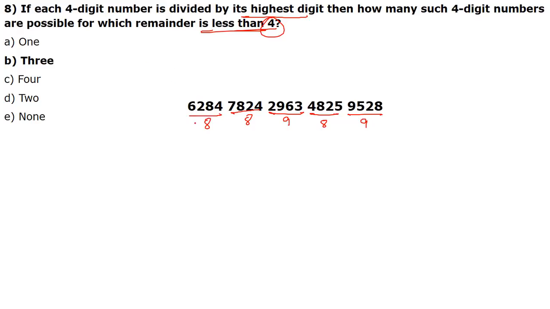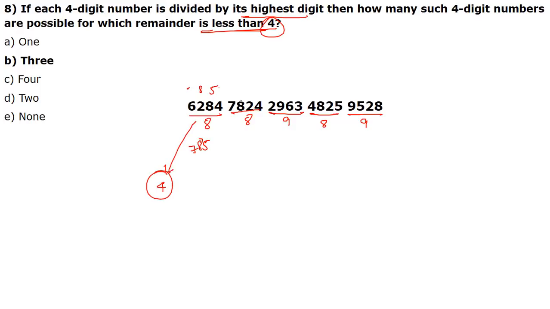So 8 into 7 is 56. The resultant is 6. The remainder is 6. 68. So 8 into 8 is 64. 4 is carried forward. 8 into 5 is 40. Again 4 is carried forward. So the remainder would be 4 in the first case.